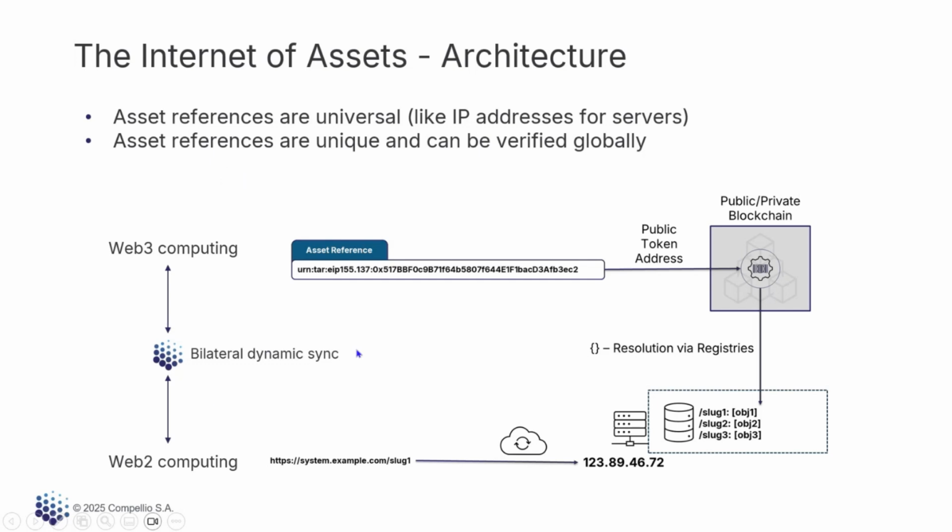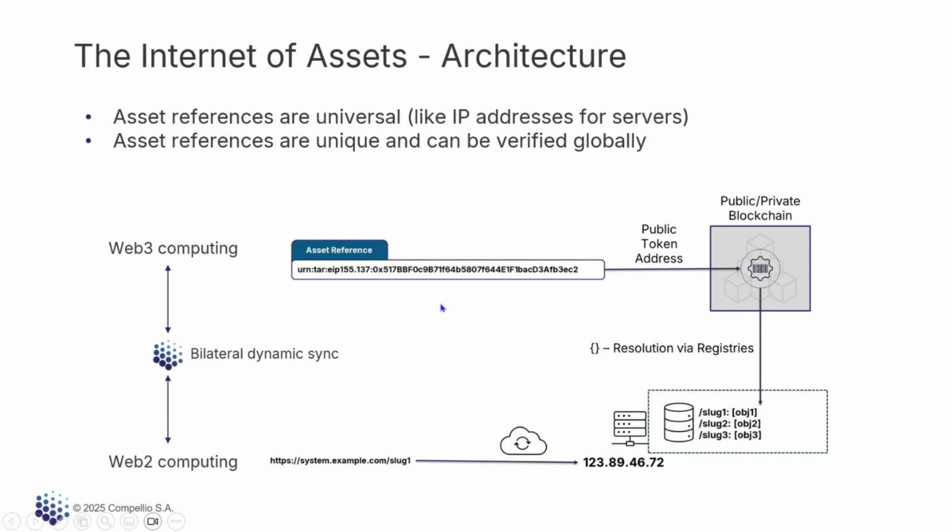So the main value proposition is how we can make sure that the data that we have in Web 2 systems, so traditional IT, is dynamically synchronized with all the assets and the information that are found within Web 3 systems, blockchains in this case. So by using the Compelio Gateway, we have asset references that are universal, pretty much like the IP addresses that we have for servers. And the asset references are also unique and can be globally verified.